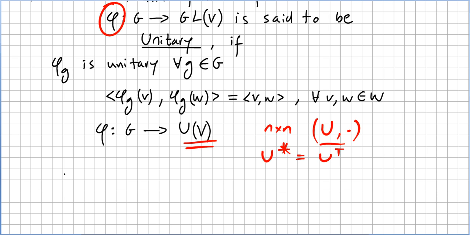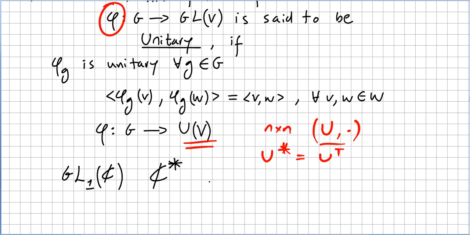So what we are going to do here is identify the general linear group of 1 by 1 matrices. At the end of the day, this is nothing else than the complex numbers without the zero.